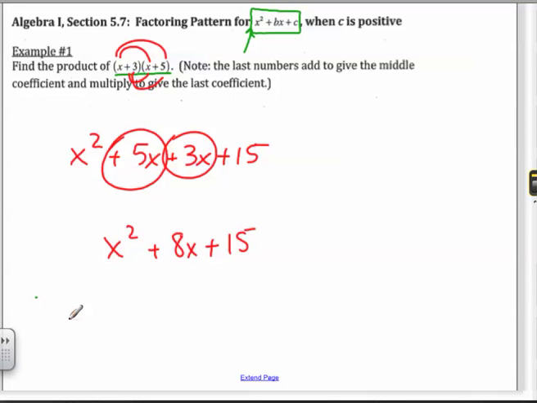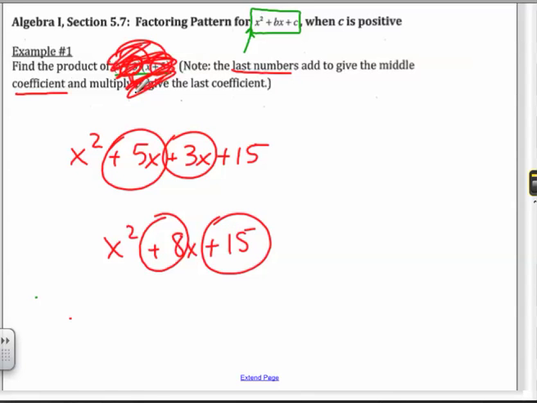Let's go back to that note. The note said the last numbers, that is positive 3 and positive 5, add to give the middle coefficient. Well, what is positive 3 plus positive 5? 8. That gives us the middle coefficient. It says, and multiply to give the last coefficient. Well, what's positive 3 times positive 5? Positive 15.